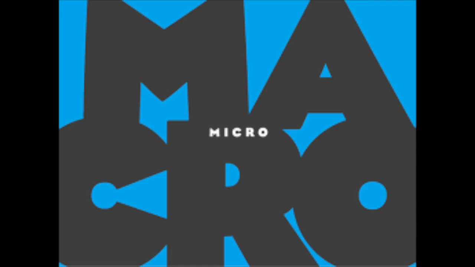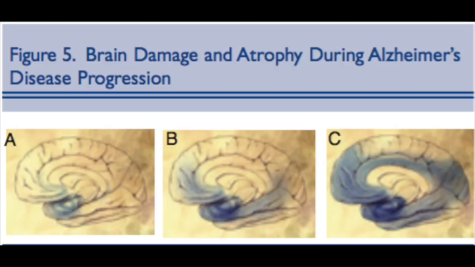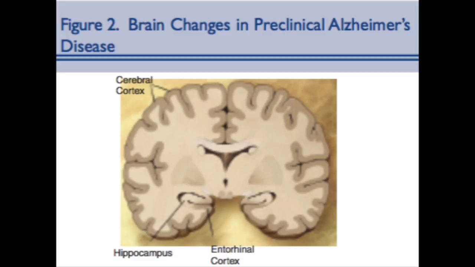Macro changes include progressive loss of brain tissue. The macro level is split into 3 subsections. First is the early stage. This can be identified as short-term memory loss and difficulty forming new memories. Early stages begin in the entorhinal cerebral cortex that is connected to the hippocampus. The hippocampus is responsible for formation of new memories.